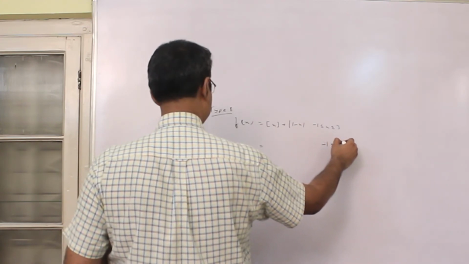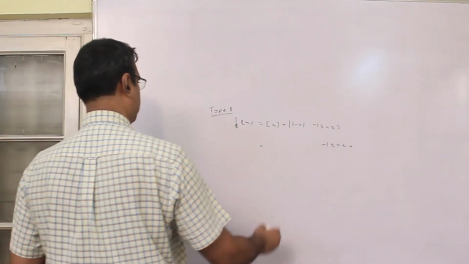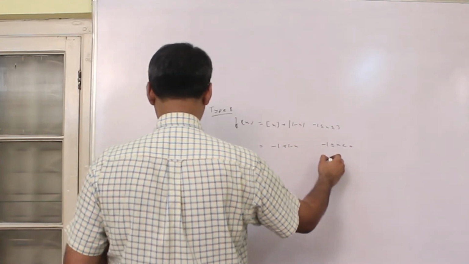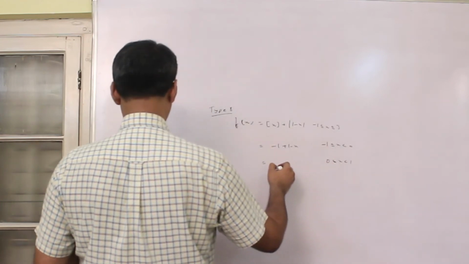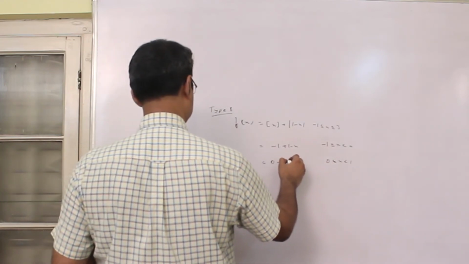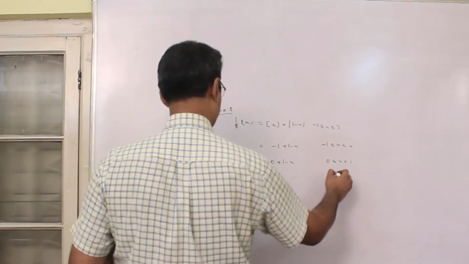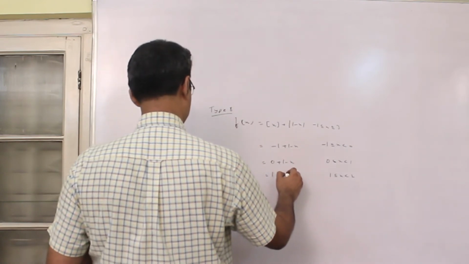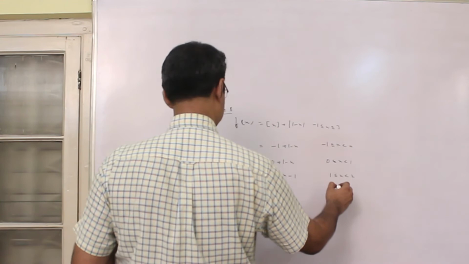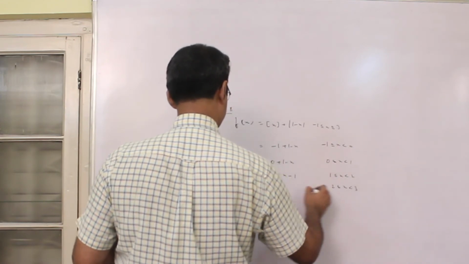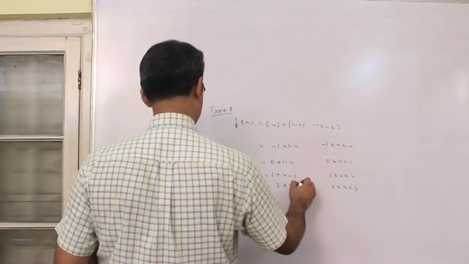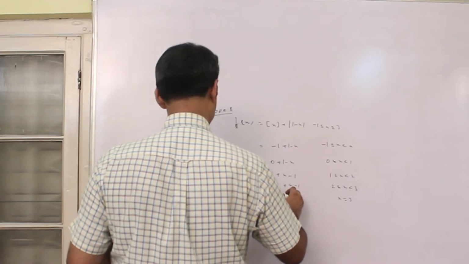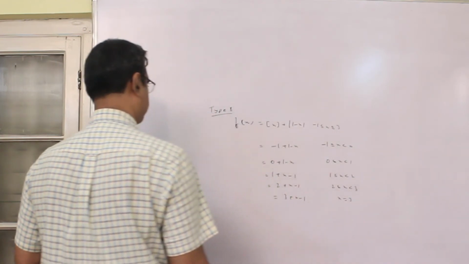Suppose if we break the question into intervals, so x is between -1 and 0, then this is the function. X is between 0 to 1, this is the function. If x is between 1 and 2, this is the function. Between 2 and 3, this is the function. And at x equal to 3, this is the function.